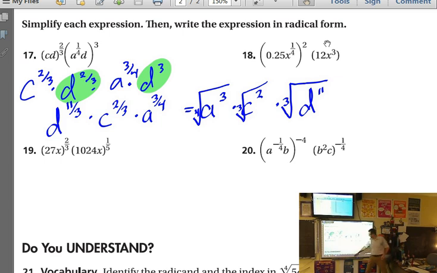So think about it. If this was 5 squared times 5 to the 3rd, how many 5s do I actually have? 2 and 3 more. I have 5 5s. This is really 5 to the 5th. Nothing happens to my base. All I do is combine the exponent values.